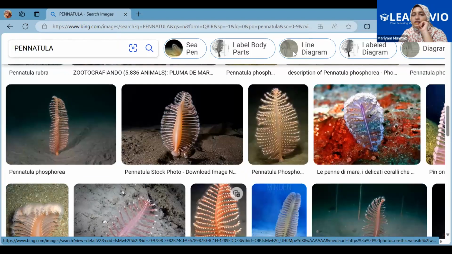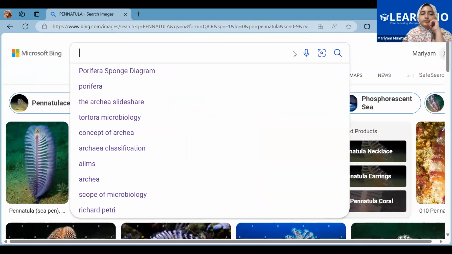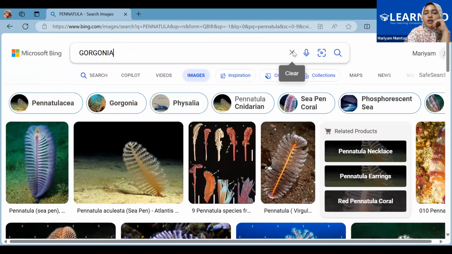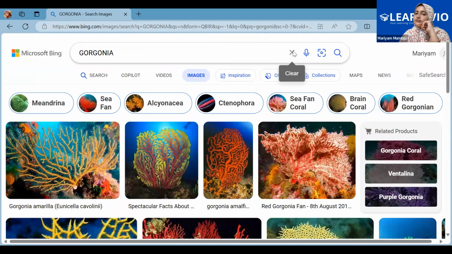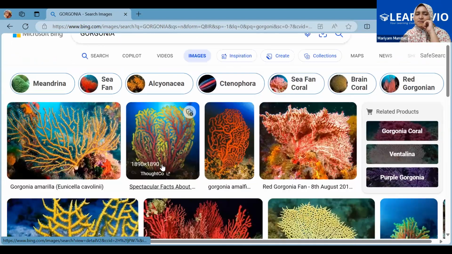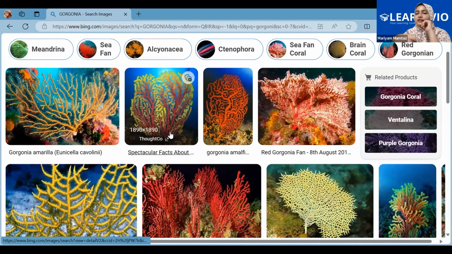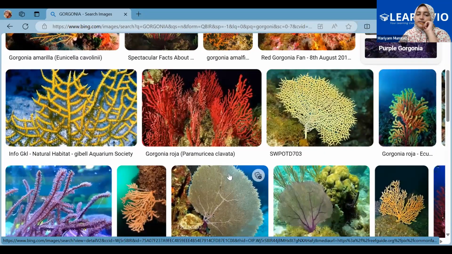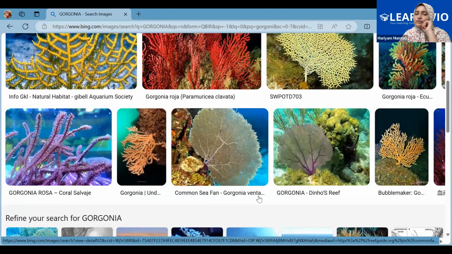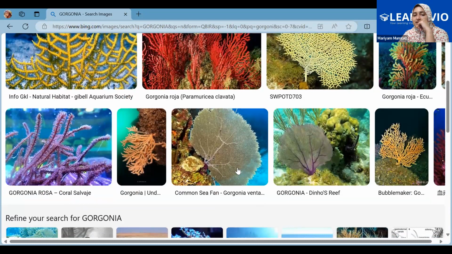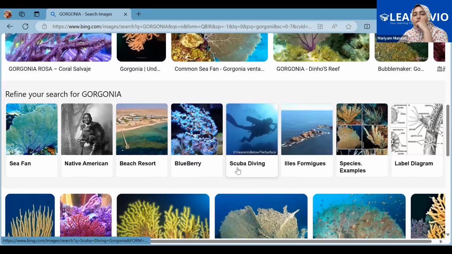Now what was the next? Tell me the next name. Gorgonia, which is the sea fan. Look, it is a sea fan. A sort of expanded structure is there, right? The hand fans people used to have had a structure like this, right? So this is what the sea fan looks like. The fans that people use in the villages to fan themselves look like this.